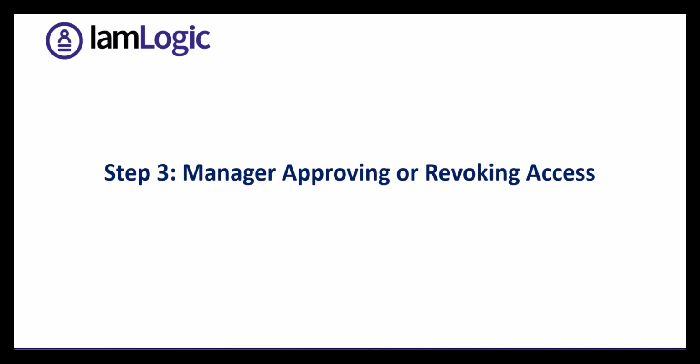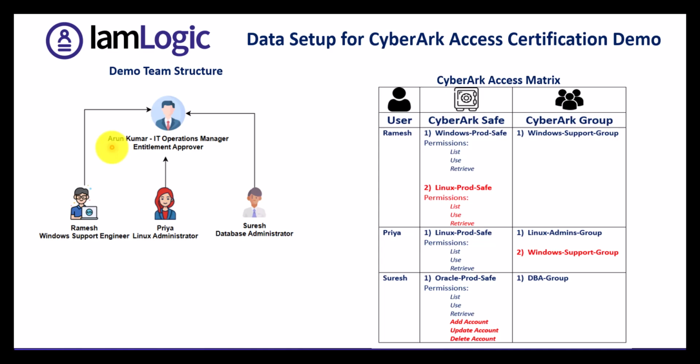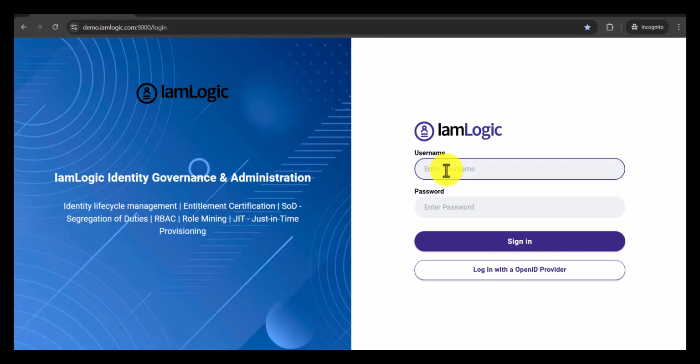Okay, now we are at step 3, where the manager signs into the IGA console and reviews the entitlements. The manager will either approve or revoke access as required. Let me go back to our demo plan. Here we can see that Arun is the manager who is responsible for performing the entitlement review. So let us log into the IGA console as Arun Kumar. Go to the IGA console, log in as Arun, who is the manager.